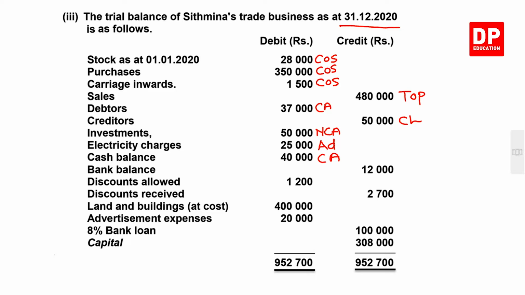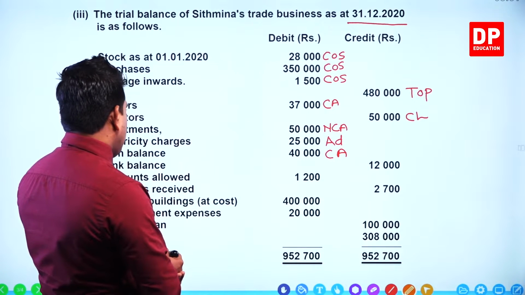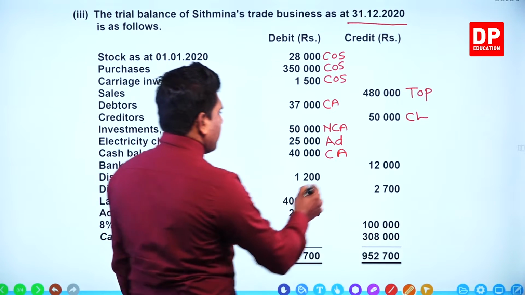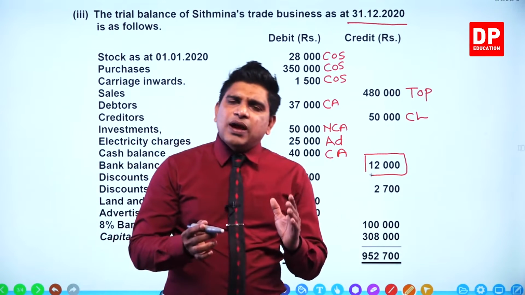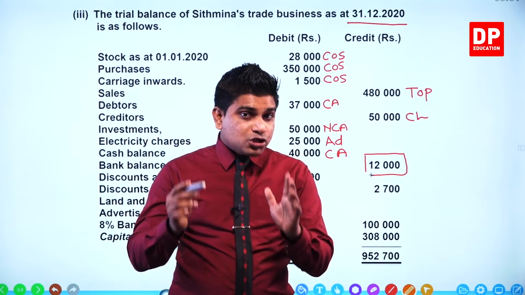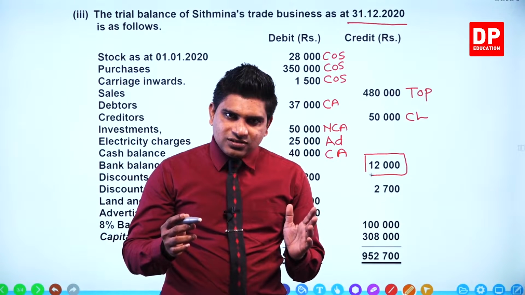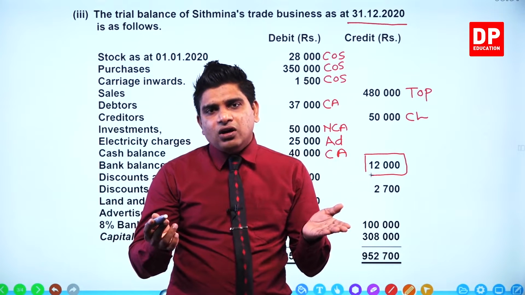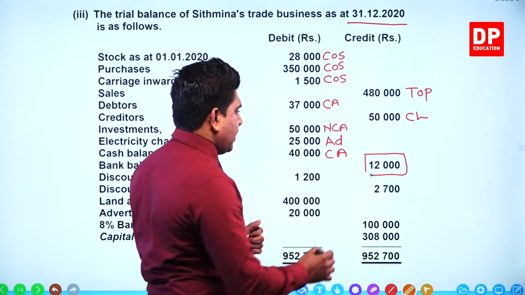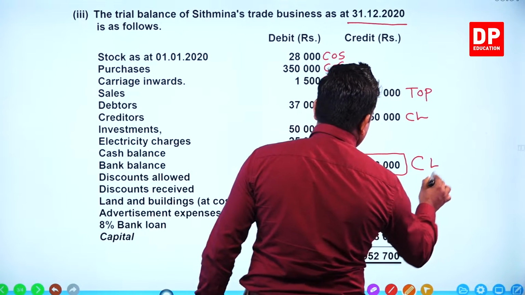Bank balance, also current assets. Cash balance, yes, but the bank balance you can see goes to the credit side. Can you see? Cash balance 40,000, bank balance you can see where? Credit side, right? Why does the bank balance indicate the credit side? Actually, it's a bank overdraft. Is bank overdraft an asset or liability? It's a current liability, right?